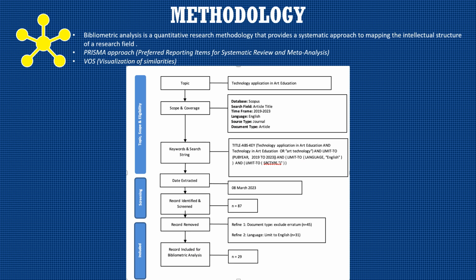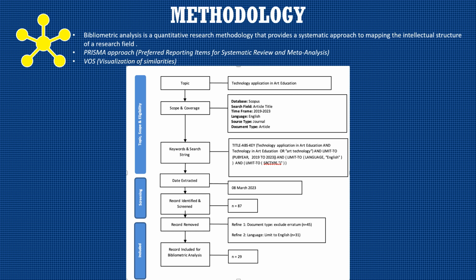RQ4. Based on bibliometric analysis, what research gaps exist in the literature on technology and art education? And finally, RQ4b, how might future technology and art education studies address the highlighted research gaps?